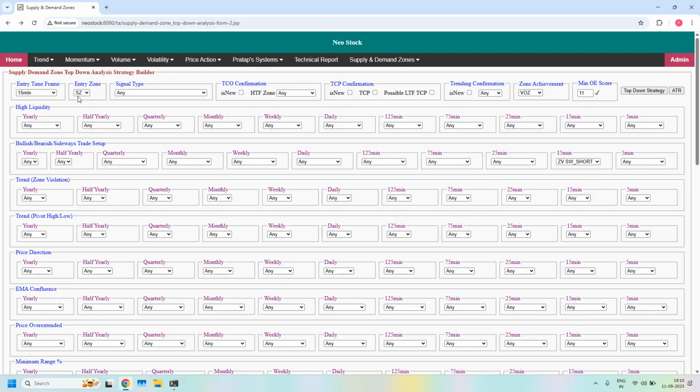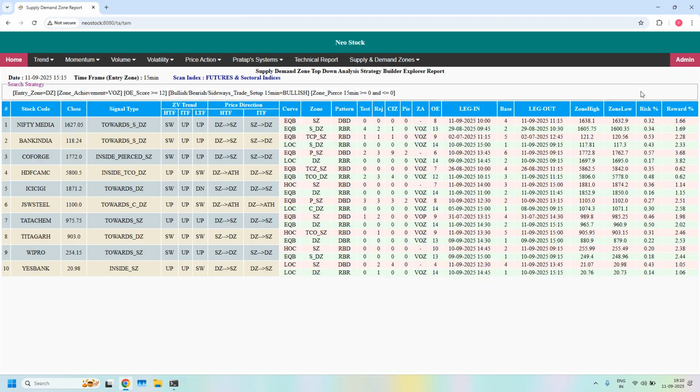Okay, next bullish trade setup for daily income trade. 15 minutes demand zone. Here bullish and minimum order enhances score 12. We got 10 stocks. Entry time frame zones are 15 minutes demand zones. Bullish trade setup for daily income trade. So total we got 10 stocks.